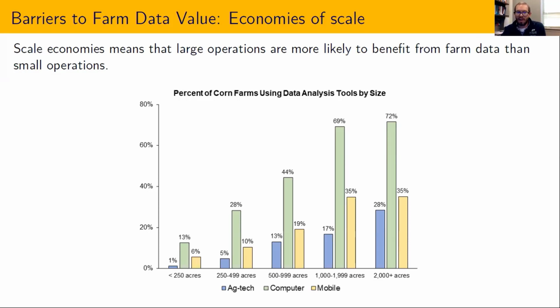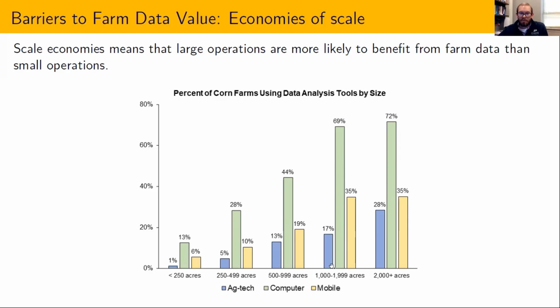And you can see that there's a very obvious and predictable pattern: larger operations are much more likely to do these kinds of data intensive practices. And there's some interesting differences in that. For example, if you look at computers and mobile devices, once you get beyond 1,000 acres, there's not a big change after that in adoption rates. So the yellow and the green are computer and mobile devices, respectively.